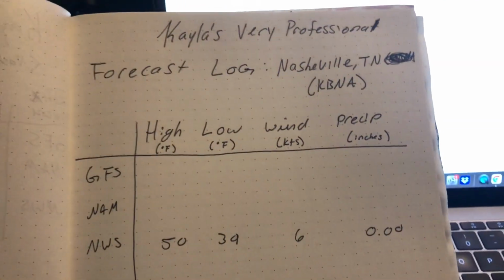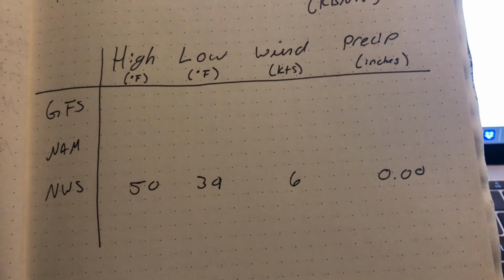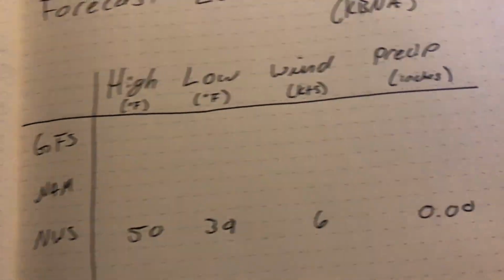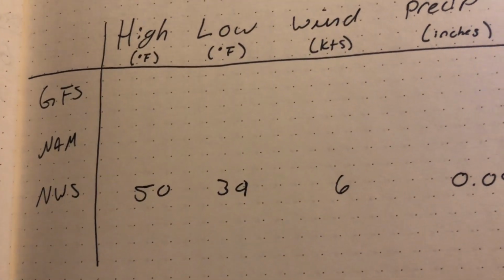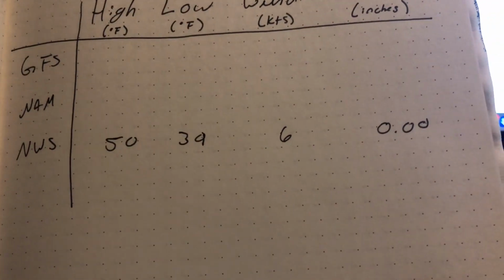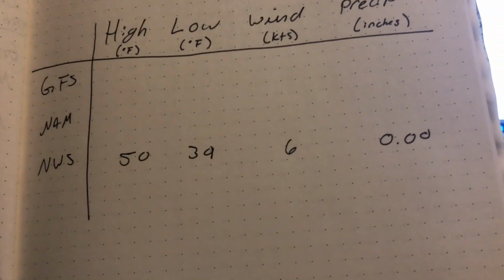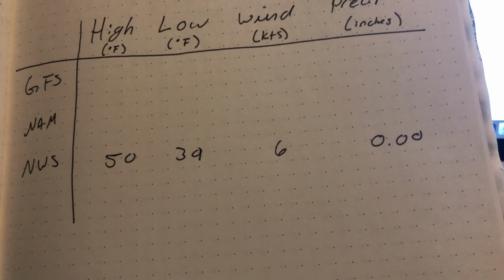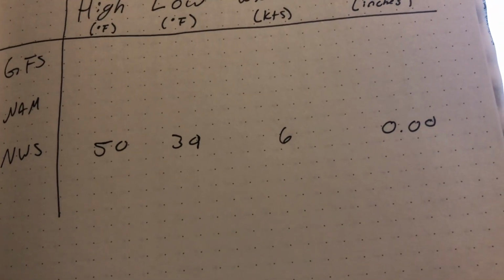So let me take you along, flip the camera around and show you what I'm looking at and what I'm writing down. Here is my little template. We've got the high, the low, the wind speed, the precipitation. Those are the units. I've already written down the National Weather Service's forecast. These people do it for a living, so it's probably good to pay attention to the numbers they have written down, but we're not going to copy their forecast because that is not good meteorology.